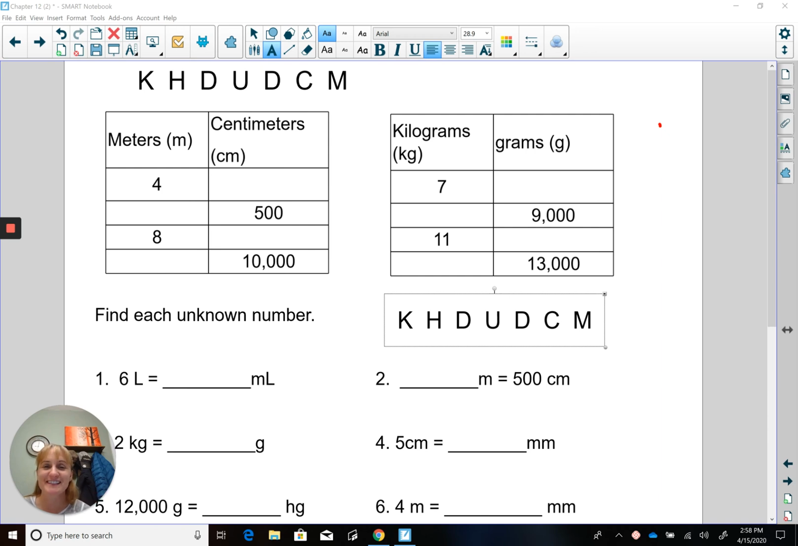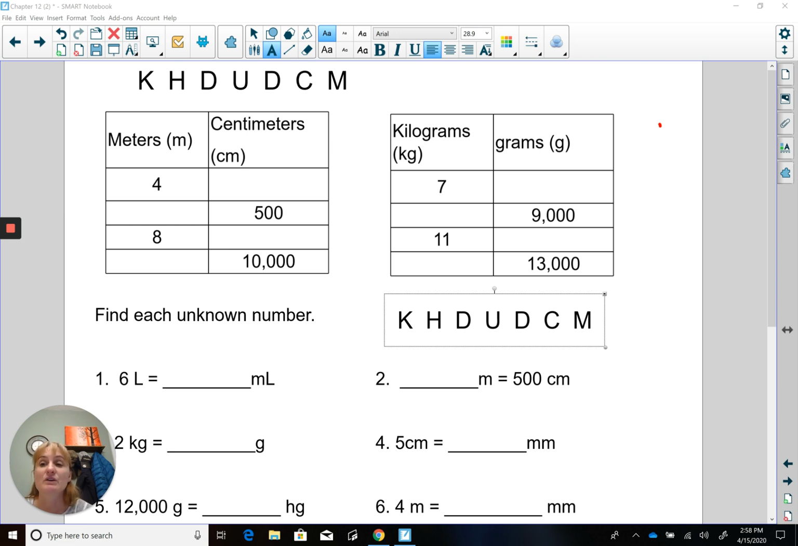It's Mrs. Johnson again. So today we're going to look at reviewing metrics some more within charts and single conversions. And some of these are a little tricky, so I do want to go through some of them with you, but I also want you to try them on your own. So please, before we begin, go and get a scratch piece of paper and a pencil.